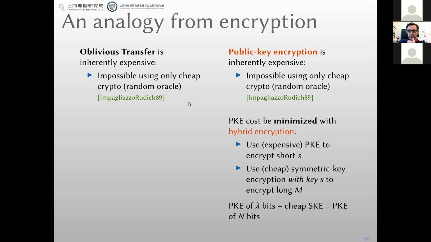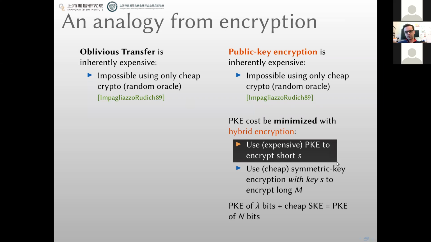But we use public key encryption all the time, even though it's much more expensive than symmetric key crypto. And the reason we can use it all the time in practice is that we don't encrypt everything with public key encryption. We use public key encryption to encrypt a short secret. This is hybrid encryption or key encapsulation, which you've probably seen. You wouldn't use RSA to encrypt a gigabyte of data. You would use RSA to encrypt a short key, like an AES key, and then you use AES to encrypt the gigabyte of data, right?